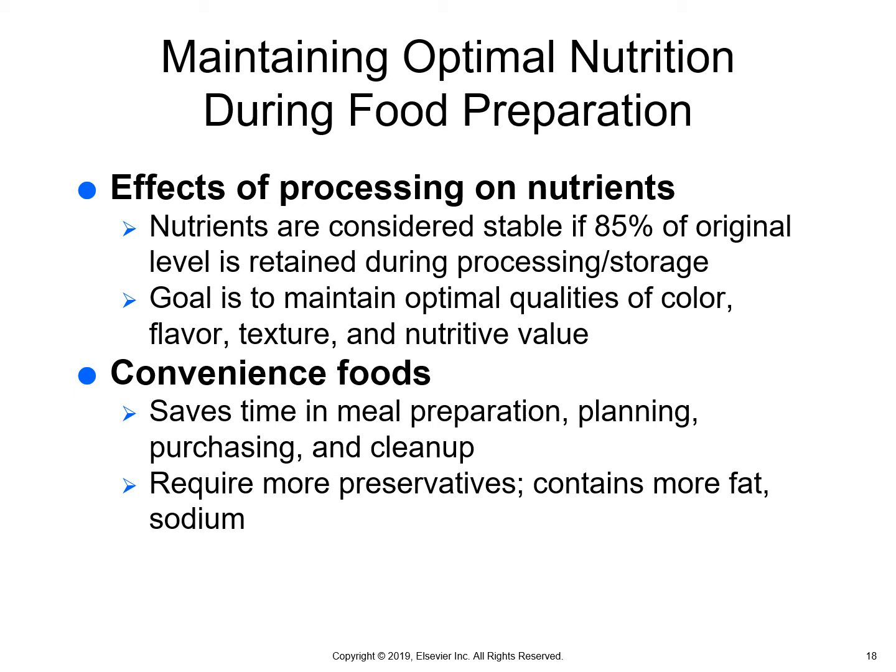Effect of processing on nutrients. So many of our foods are processed when we purchase them. Nutrients are considered stable in a product if 85% of the original nutrient level is retained during that processing or storage process. So the goal is to maintain optimal qualities of color, flavor, texture, and nutritive value. And there are many additives and things that are used to try to promote that and have foods still nutrient dense. Convenience foods, oftentimes those are what many of us fall back on because they save time in meal prep and planning. Many times convenience foods are a little bit more costly, but they're certainly convenient and easy to clean up. However, they require more preservatives and they oftentimes contain more fat and sodium.